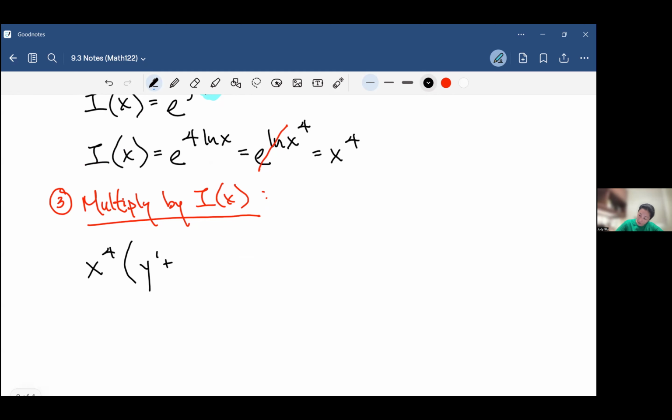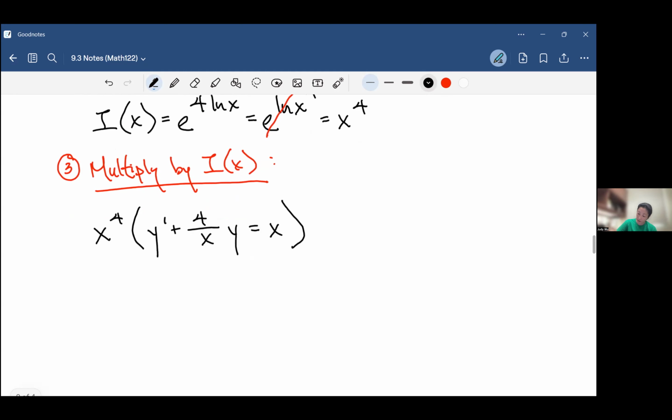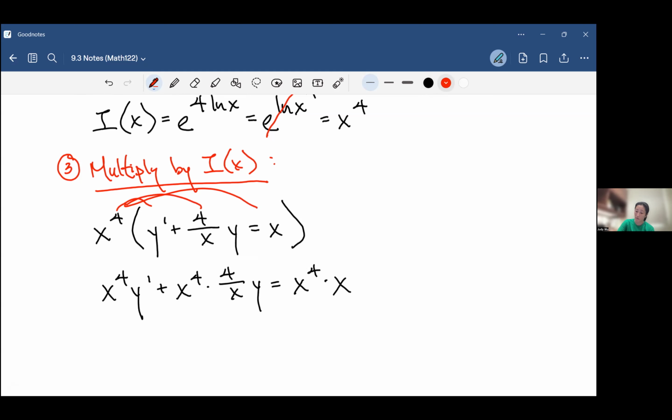Y prime plus 4 over x y equals x. Okay, so I take my original differential equation in standard form, I multiply it by my integrating factor. Now I'm going to go ahead and distribute. So I get x to the fourth y prime plus x to the fourth times 4 over x y equals x to the fourth times x. So I've just gone ahead and distributed that to the three terms there.